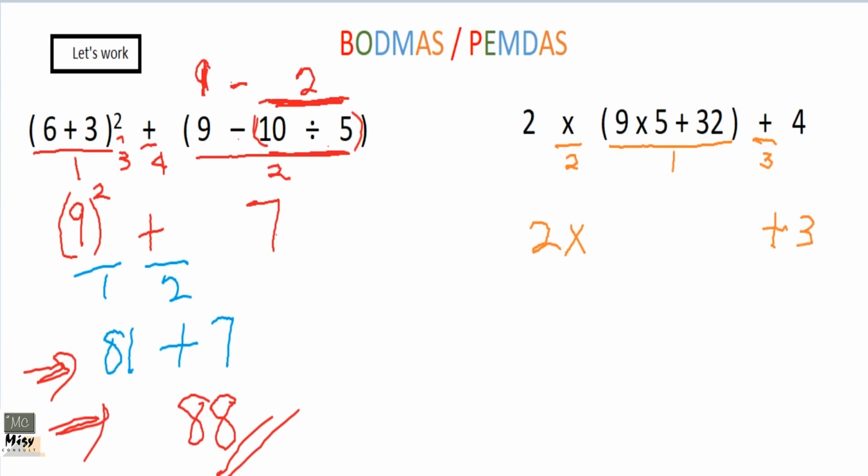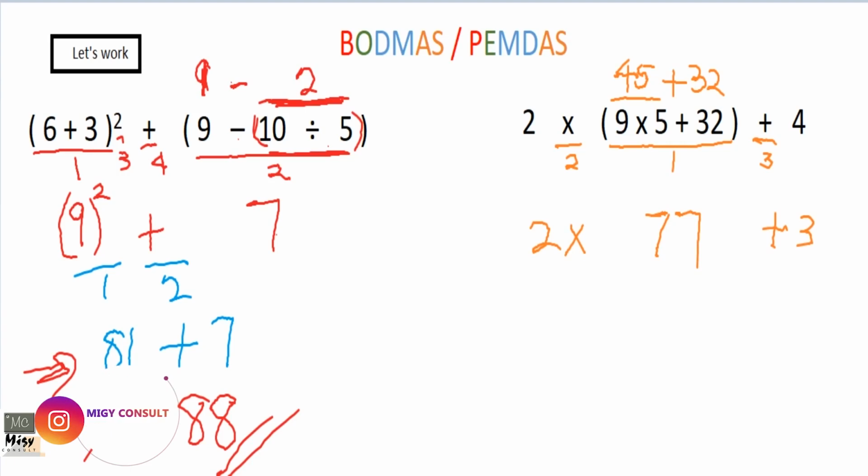Your multiplication first, 9 times 5 is 45. Now the plus, 32. What do I say? 45 plus 32 is 77.